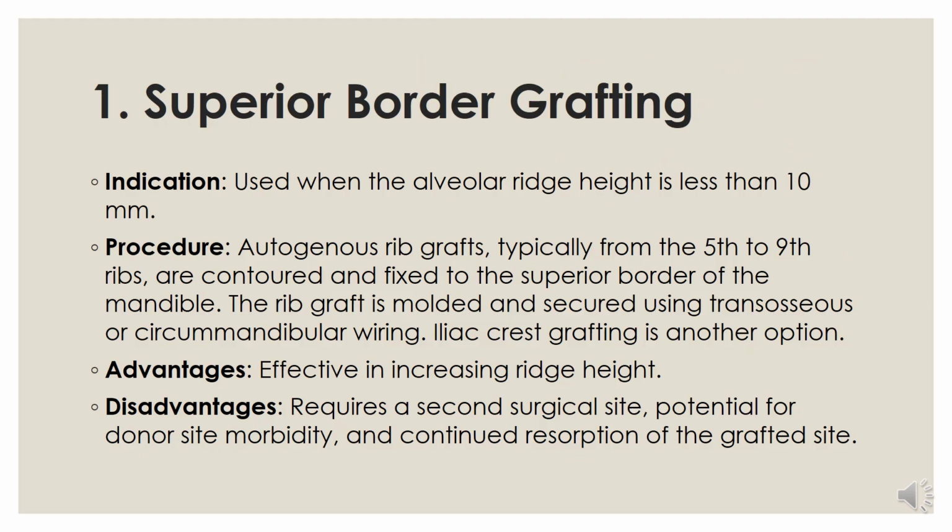So the first one is the superior border grafting. It is used when the alveolar ridge height is less than 10 millimeters. In this procedure, autogenous rib grafts are taken typically from the 5th to 9th ribs. They are contoured and fixed to the superior border of the mandible. The rib graft is molded and secured using transosseous or circummandibular wiring, and iliac crest grafting is also another option.